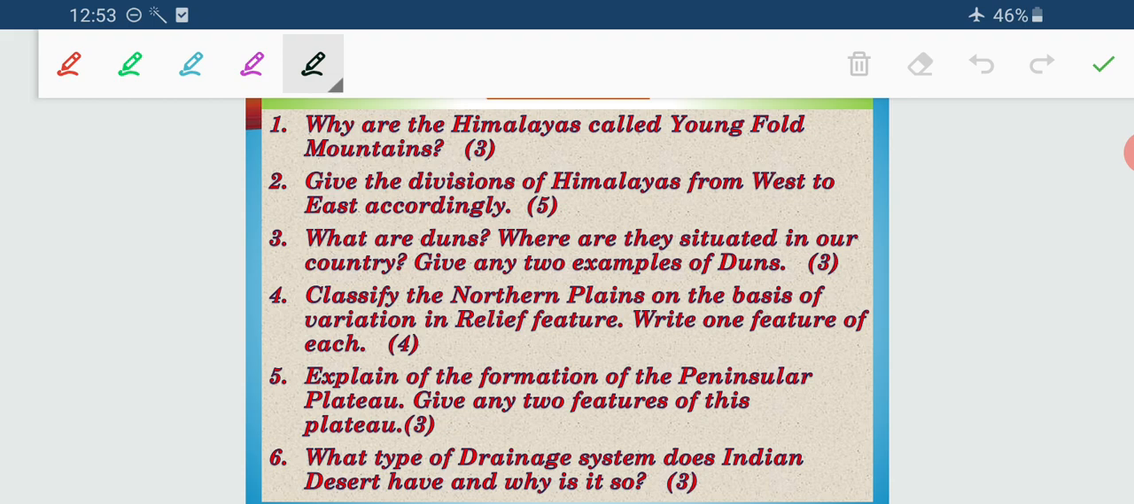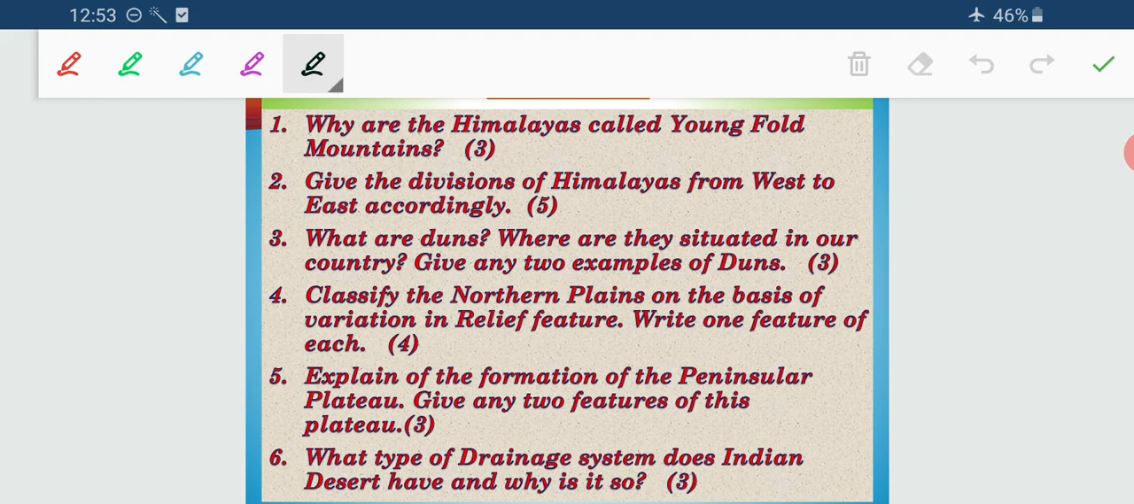Now next, give the division of the Himalayas from west to east accordingly. I am starting from the west. First we have Kashmir Himalaya, then Himachal and Uttarakhand Himalaya, then Sikkim and Darjeeling Himalaya. Afterwards we have Arunachal Himalayas, and lastly the eastern hills and mountains. So you have to explain the divisions, and beside that the value given, 3, 5, indicates the marks for the question.